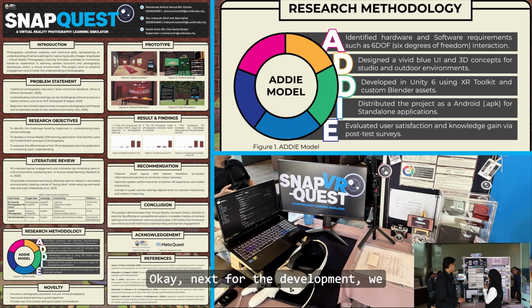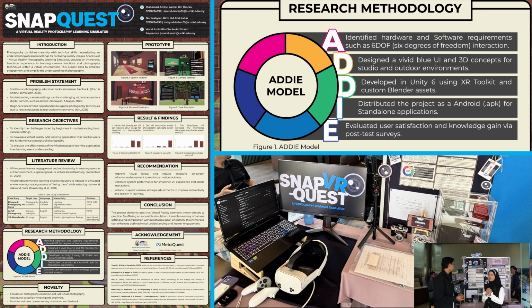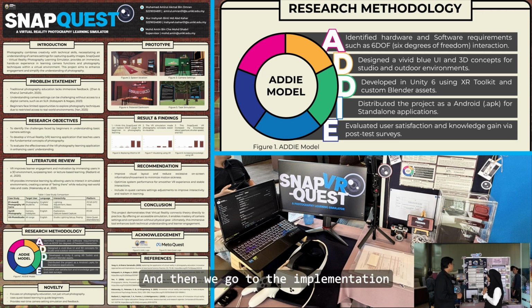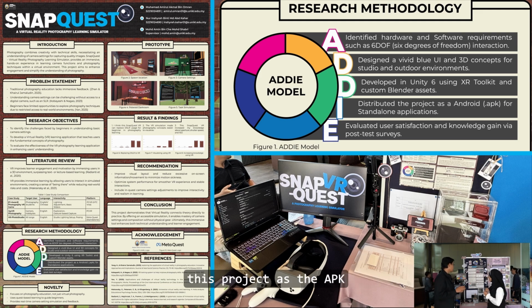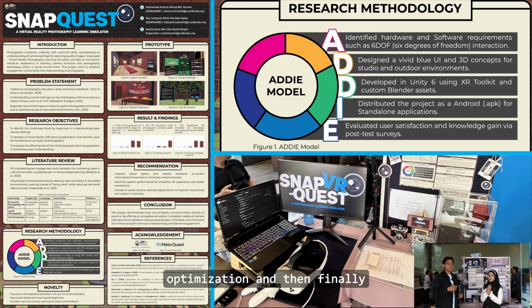Next, for the development, we developed SnapQuest mainly in Unity 6 using the XR Interaction Toolkit for the grabbable system, for the interactive system in the VR. We also imported all the 3D assets into Unity. Then in the implementation, we built this project as an APK, because during FYP1 we exported it as an EXE for Windows, which is PC VR. Then we improved the optimization and finally successfully made it a standalone APK VR app.